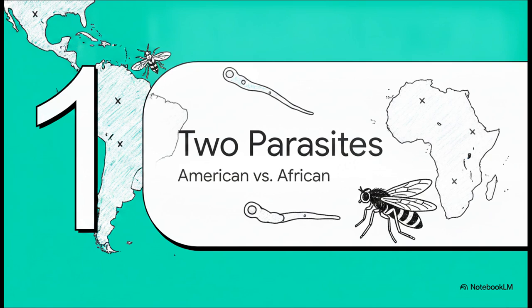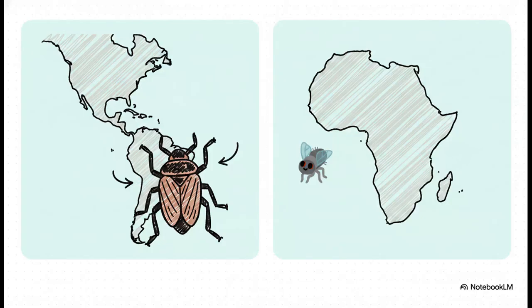We're looking at the American versus African variants. So here is the baseline mental model you really need to establish right now. We have American trypanosomiasis, which is caused by Trypanosoma cruzi and relies on the triatomine bug, also known as the kissing bug. Then, contrasting that, we have African trypanosomiasis. That one is caused by Trypanosoma brucei and carried by the tsetse fly. You really need to keep this geographic and vector distinction rock solid in your mind, because getting these two crossed is just a guaranteed lost point on the boards, and we definitely don't want that.